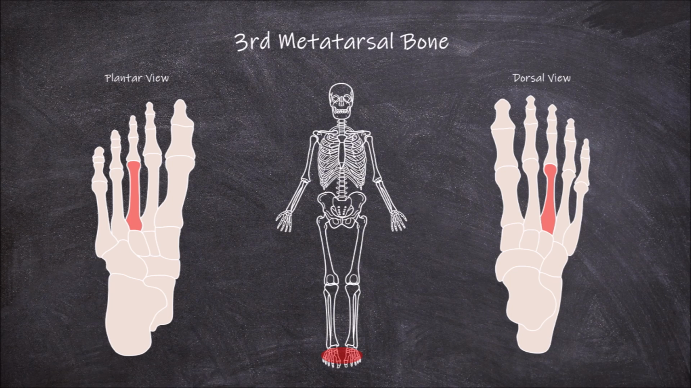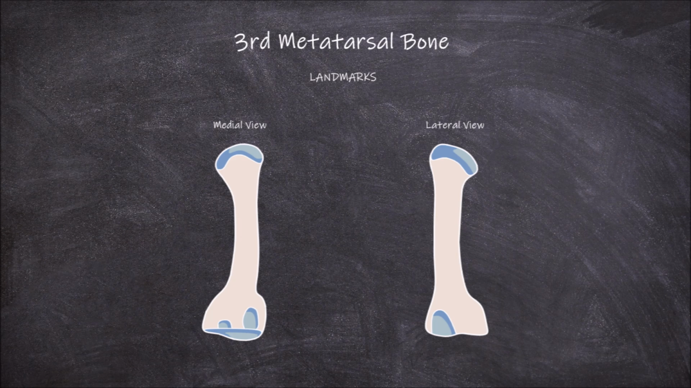Now we are going to look at the different landmarks and features of the third metatarsal bone. This bone has three regions, a head distally, a base proximally, and the body, also known as the shaft, in between. The distal surface on the head region of this bone has an articular surface for articulation with the third proximal phalanx. The base region of this bone has four facets for articulation.